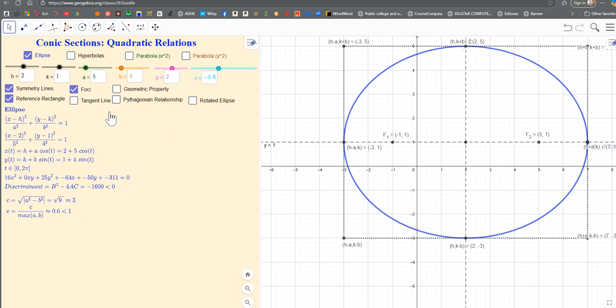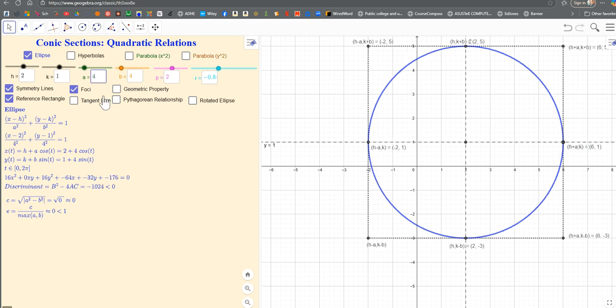Now, there's something called the eccentricity that sort of measures how elongated the ellipse is. It's always going to be less than 1. Well, let's see what happens if you put in a circle. It goes to 0 eccentricity.